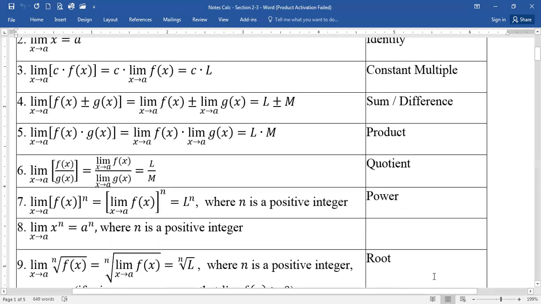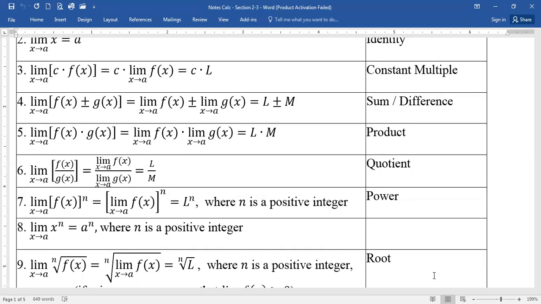And then power, if I have a power, so like if I have x plus 2 quantity squared, well, I can bring that squared out of the whole thing and apply it after the fact. So in other words, I can find the limit of my x plus 2 and then whatever that result is, square it. So you can bring those powers out. And the limit as x approaches a of x to the n has to equal a to the n, where n is a positive integer.